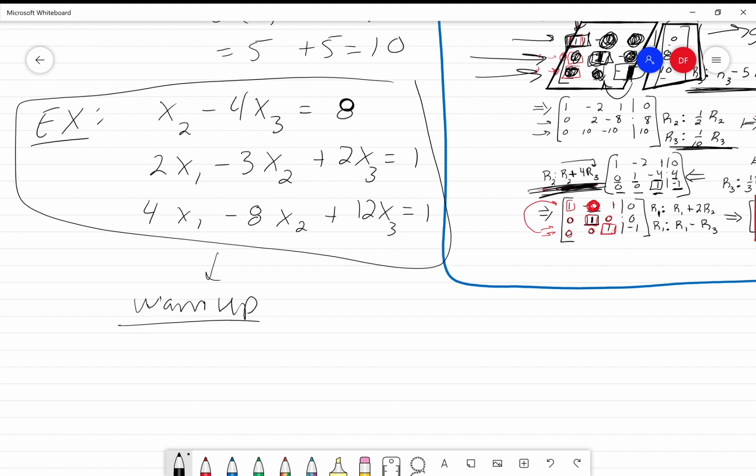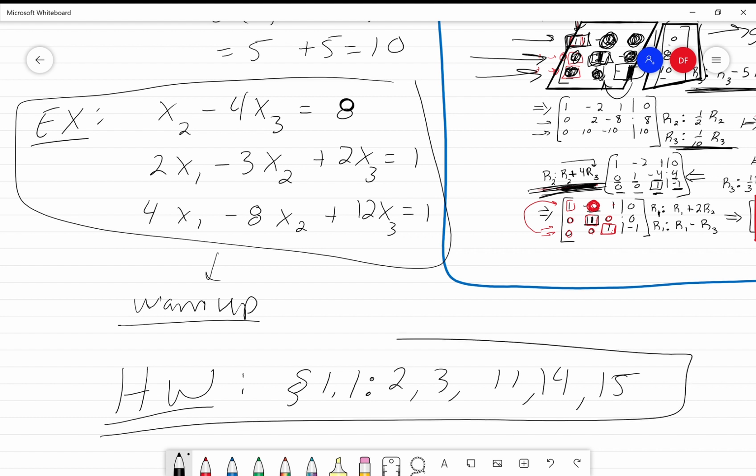And the homework for this section, which you can start, is section 1.1, numbers 2, 3, 11, 14, and 15. And this will be due on Tuesday, the 22nd of September.